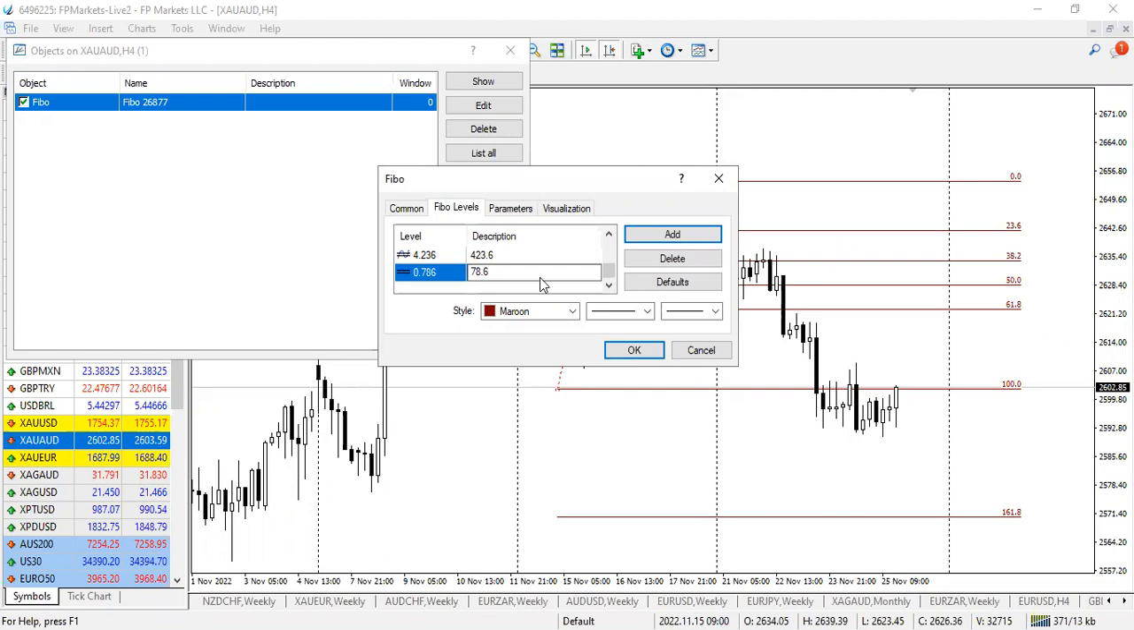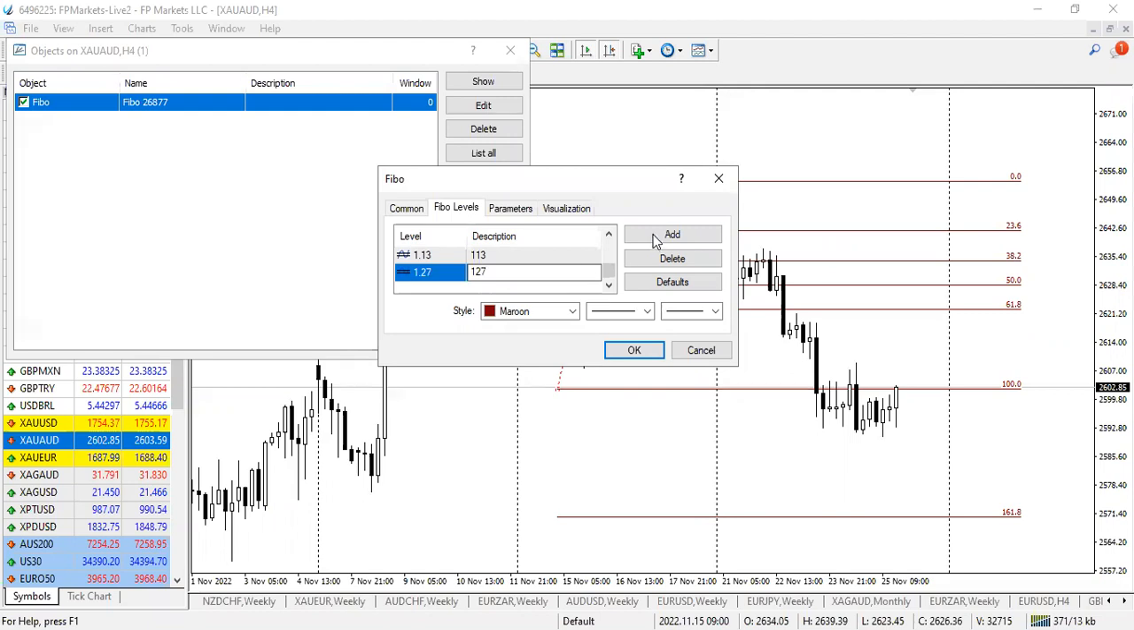I click add again. I have 0.886 to the right, and to the left under description is 88.6. Okay, and then you continue to add. You can add again 1.13. It's another Fib level. I showed you all of them, and here it will be 113. I add again 1.27, and at this point it will be 127.